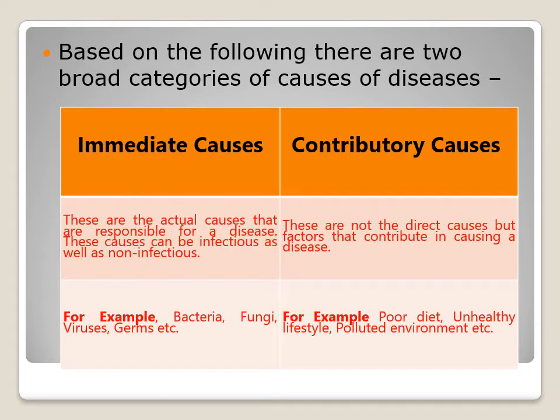Based on the following, there are two important categories of causes of disease. One is the immediate cause, and second is the contributing cause. Immediate causes are due to the pathogens, the infectious as well as the non-infectious agents. For example, the bacteria, fungi, viruses, and germs are the actual causes, whereas the contributing causes are poor diet, unhealthy lifestyle, or pollution-related diseases, and they are not the direct reason for causing a particular disease.